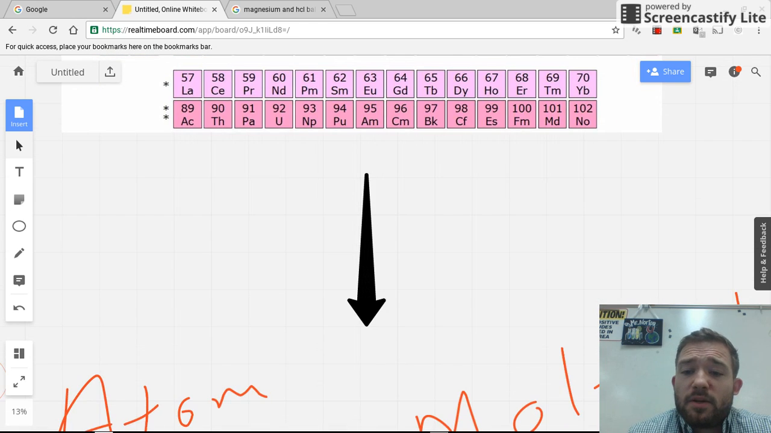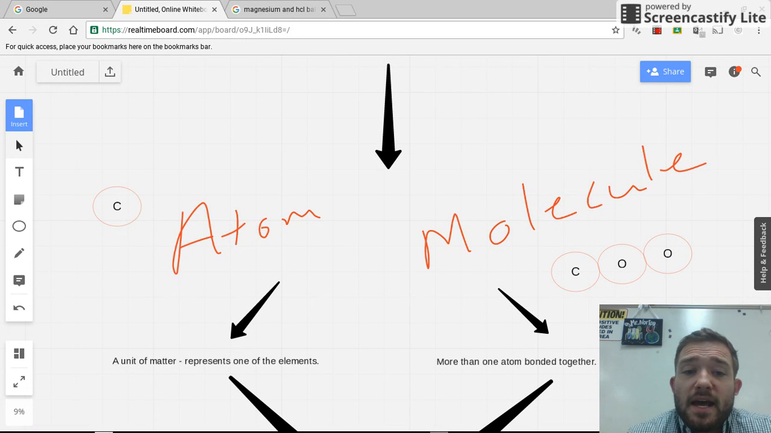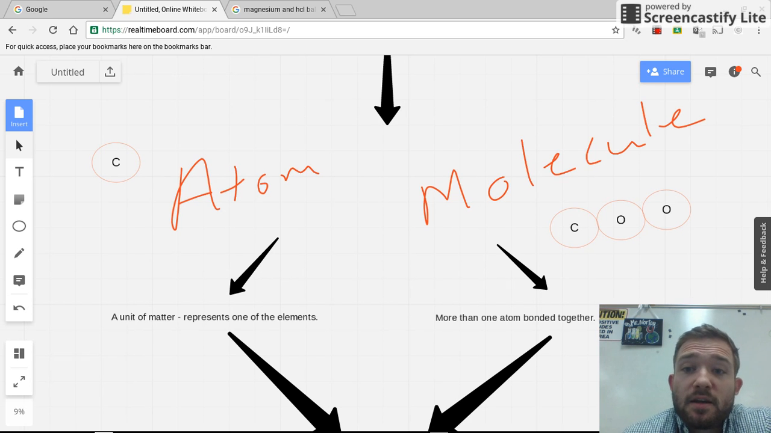Now, we can keep going. The elements can exist as an atom, which is a unit of matter and represents just one element, or as a molecule, which is represented here by my example CO2, carbon dioxide, which is more than one atom bonded together, but it's still matter. Why? It's made up of atoms, right? So to recap once more, atoms are what makes up matter, okay? And molecules are more than one atom bonded together, but they also make up matter.